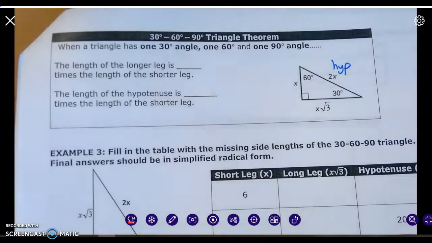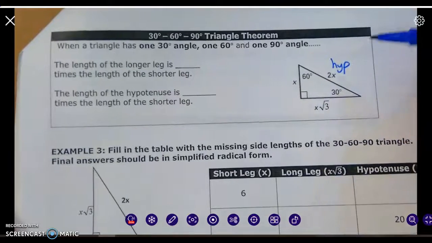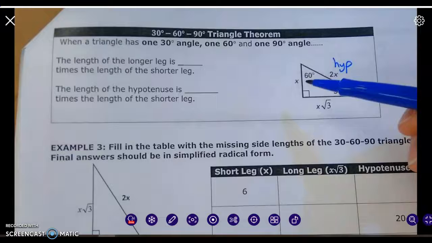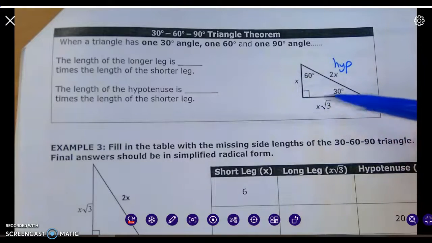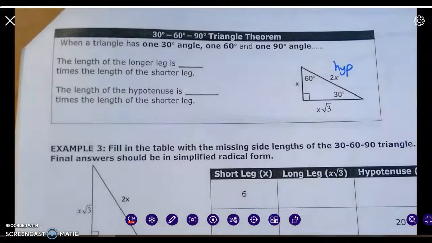Okay, so we have 3 labels on the 30, 60, 90 triangle that are different, but the hypotenuse stays the same. The other 2 are still legs, but we're going to name them short and long, right? Because one is shorter than the other leg. They're not the same. So you just see with your eyeballs which leg is shorter, which leg is longer.